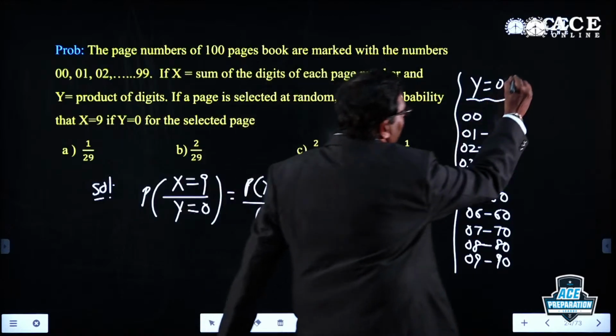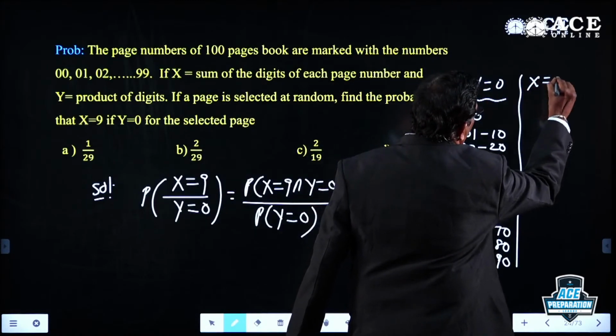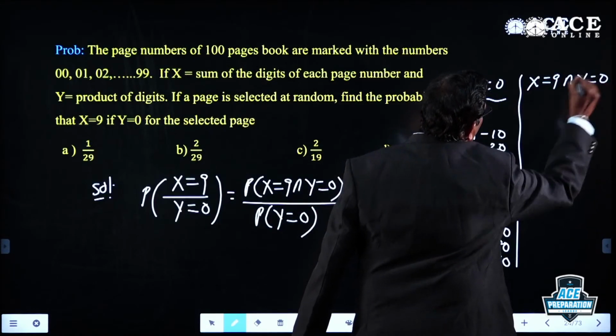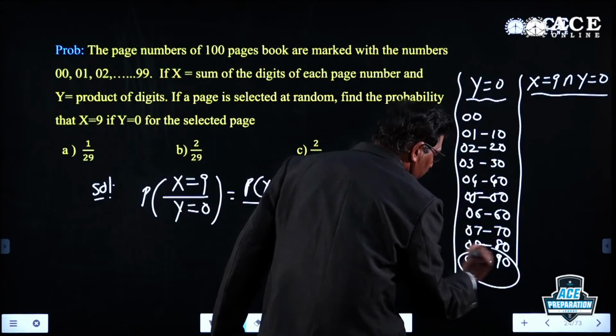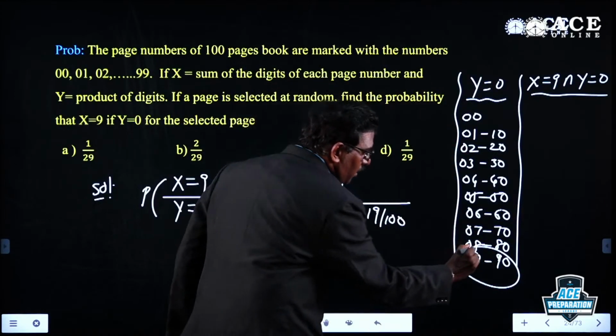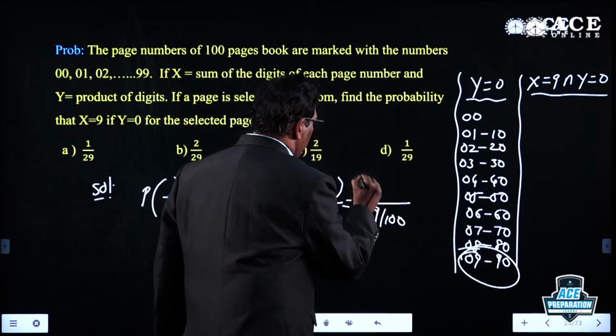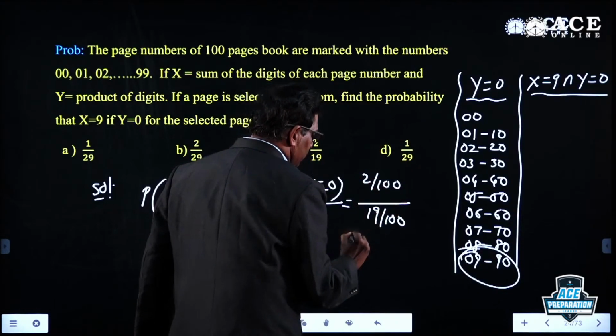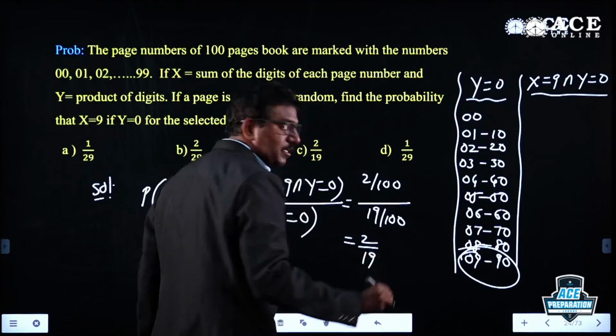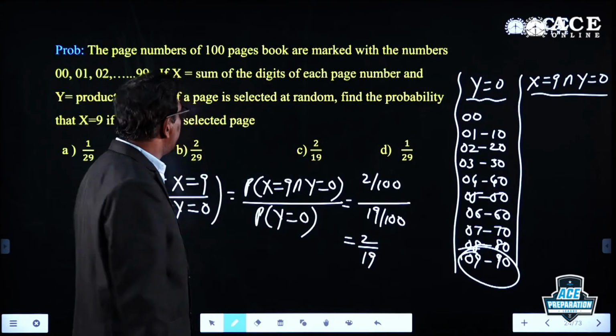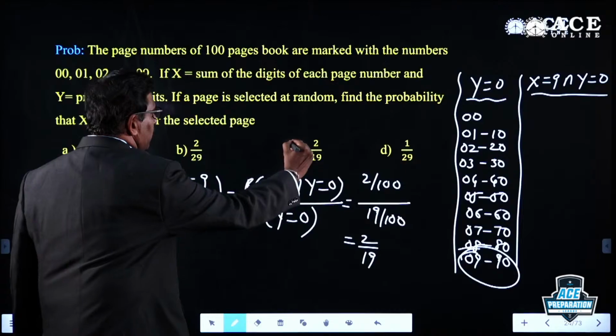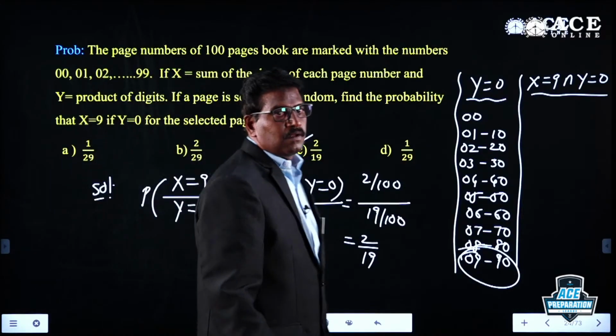Numerator means sum 9 and product 0 together. Sum 9 and product 0 means these two cases only: 0, 9 and 9, 0. These two only give, 2 pages out of 100 pages. That is 2 by 19. 2 by 19 is the answer. Option C is correct.